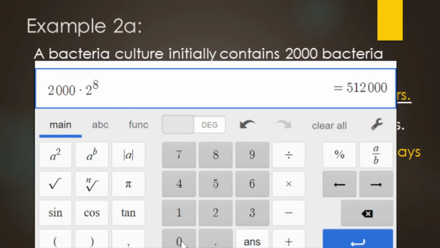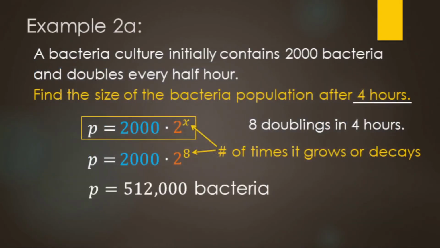So we're going to do 2,000 and then times, and then 2 exponent, and then an 8, right? And then you can hit enter if you want on this calculator. I mean, on some of them, it just starts showing your total as you keep going there. Either way, it's 512,000 bacteria in this case here after 4 hours.